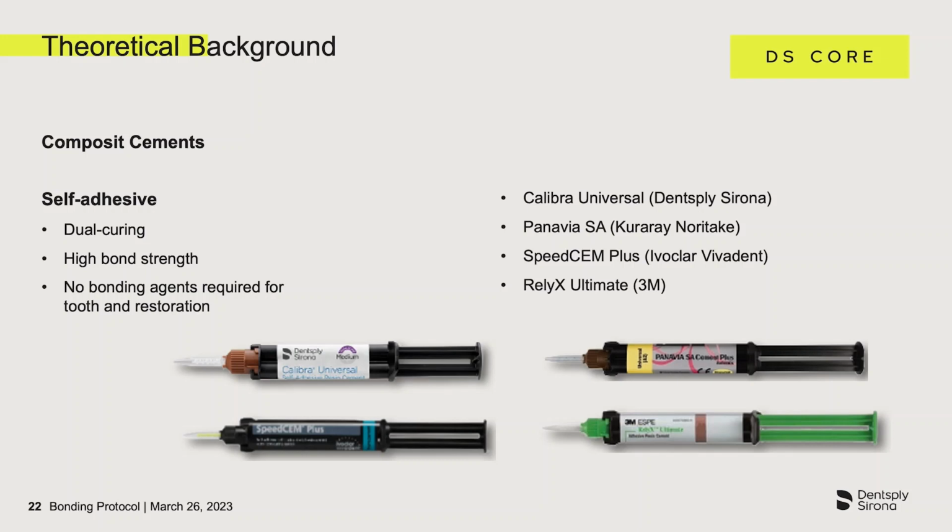They have a high bonding strength, and the special advantage of these cements is that no further bonding agents are necessary to create a good adhesive bond between the tooth and the restoration. There are many materials on the market, including Calibra Universal from Dentsply Sirona, but also Panavia SA from Kuraray Noritake. Also available are SpeedCEM Plus from the company Ivoclar Vivadent or RelyX Ultimate from the company 3M.